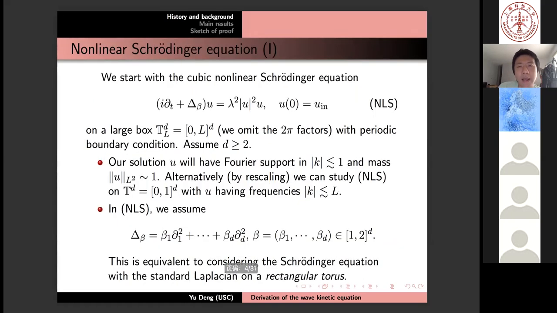The model we are considering here is the cubic nonlinear Schrodinger equation, which is this one. We're considering this on a large box, which is a rescaled unit torus. We think of the unit torus as being [0,1]^d, and then the rescaled torus will be [0,L]^d, a torus of size L. And we omit the 2 pi factor.